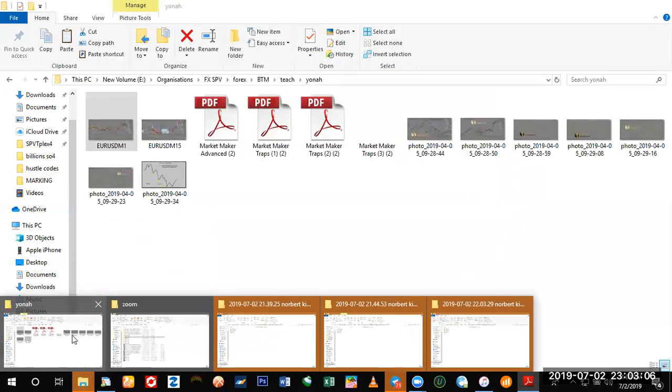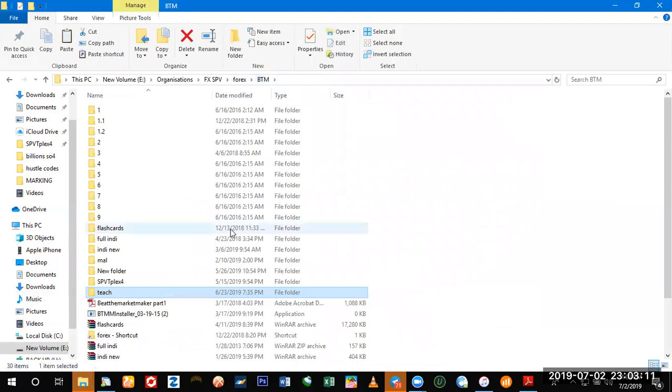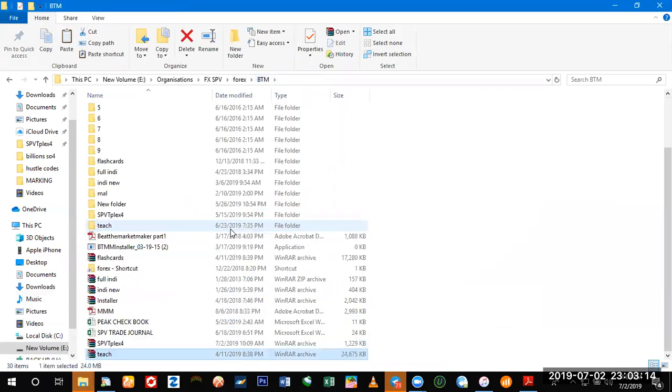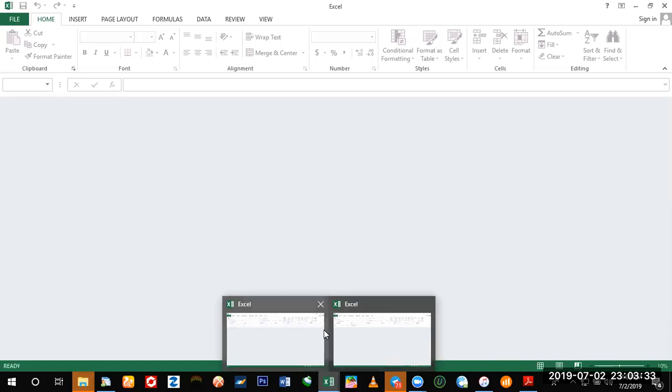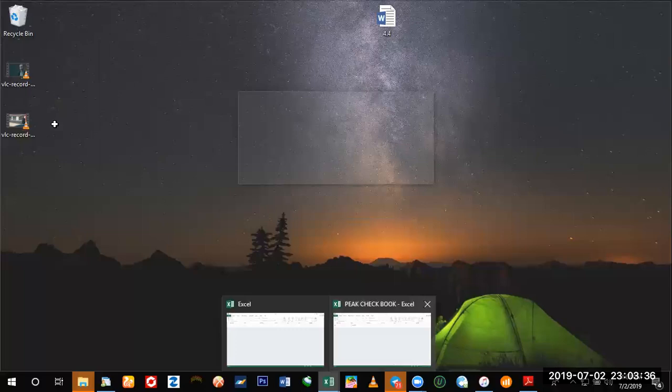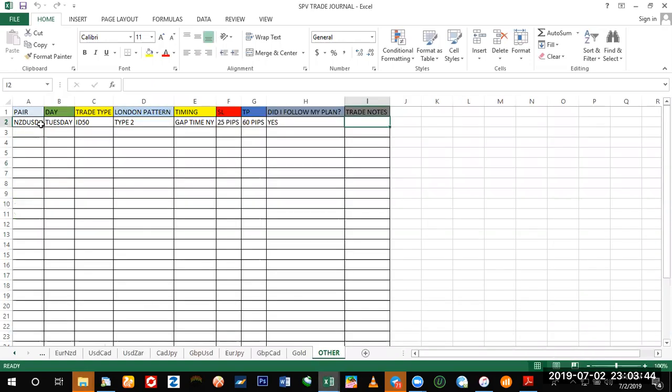I have a few tools that I use. I have the pick checkbook and the trading journal. This is the pick checkbook and the trading journal. So this one is the pick checkbook. This is a trading journal. This is a pick checkbook.